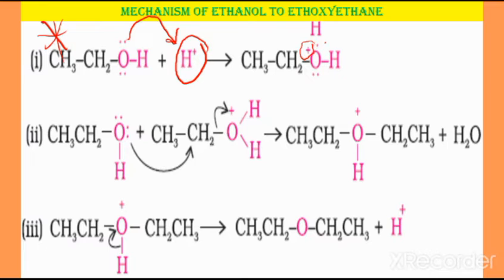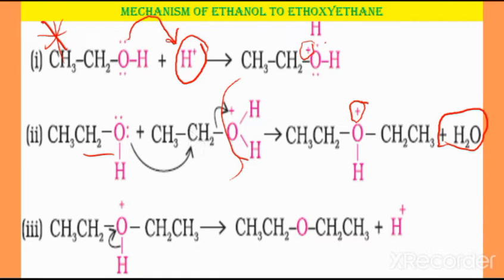Next, another ethanol molecule, having the oxygen with a pair of electrons, attacks this oxonium ion. In that case it loses the water molecule and forms the bond between the ethanol molecule and this ethyl group, and the oxygen again has the positive charge, and the water molecule is removed.